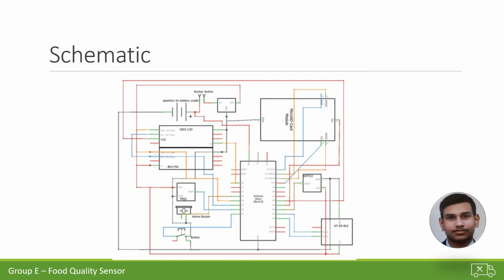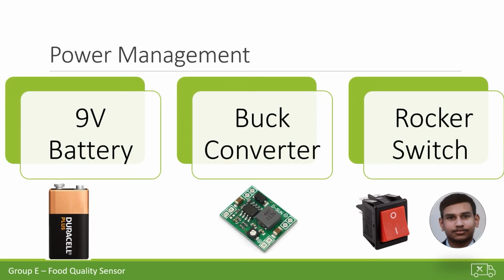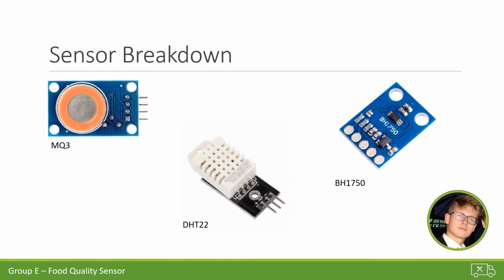Now that the overview is out of the way, I will talk about the power management system. The battery is connected to a rocker switch, so the device can only be powered when it's needed. The Arduino receives the full 9 volts, whereas the rest of the devices can only receive 5 volts. To achieve this, we used a 5 volt DC to DC buck converter. Now Alex will talk to you about sensors.